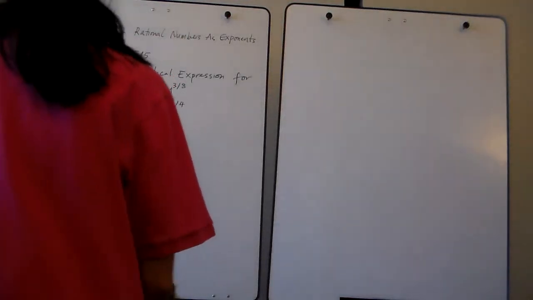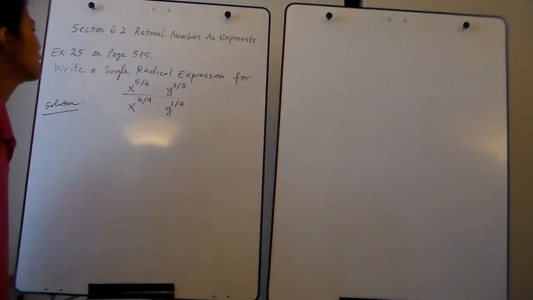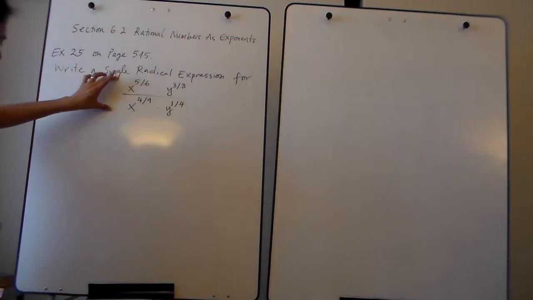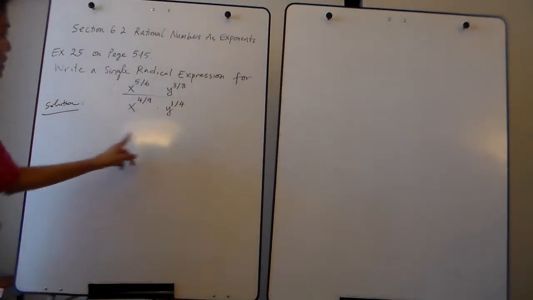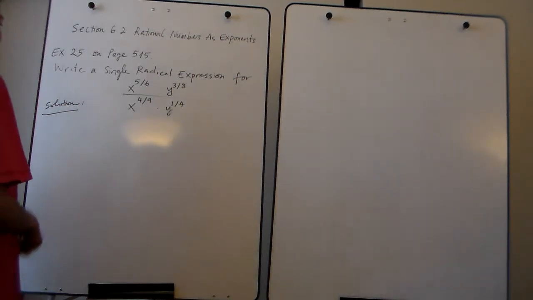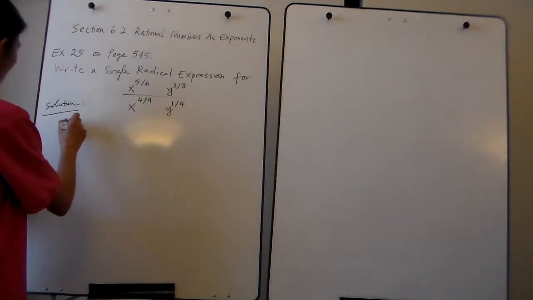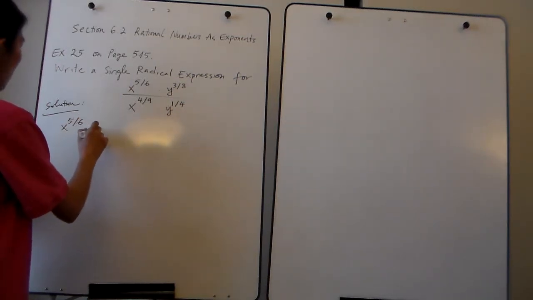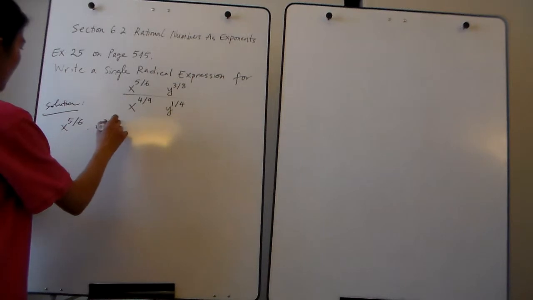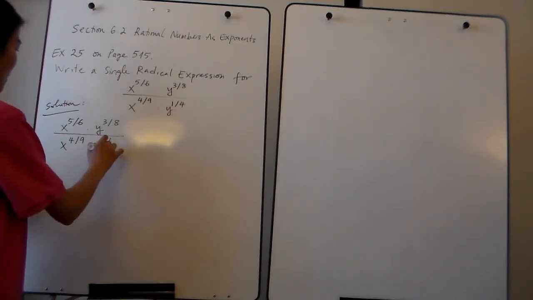Example 25. Write a single radical expression for this quotient. So, we're given this quotient, and we need to convert it to one single radical expression. Solution: we start with x raised to 5/6 times y raised to 3/8, divided by x raised to 4/9 times y raised to 1/4.